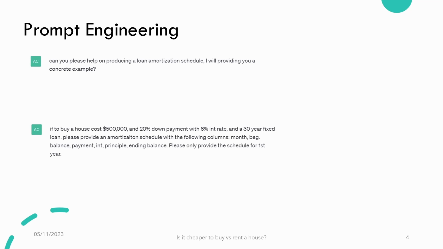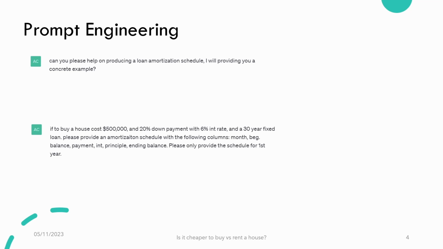So first of all, I set the stage for ChatGPT and told it I'll be providing an example and to please produce a loan amortization schedule. It's really a financial term, just a schedule to show the beginning balance of the loan, the total payment, the interest payment, and also the payment for principal and the ending balance. This is important because it gives context for ChatGPT to know what type of calculation it needs to provide in the later conversation.